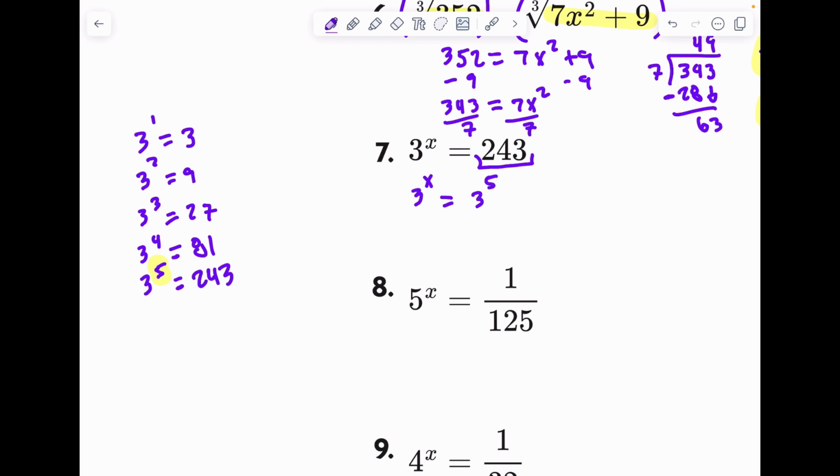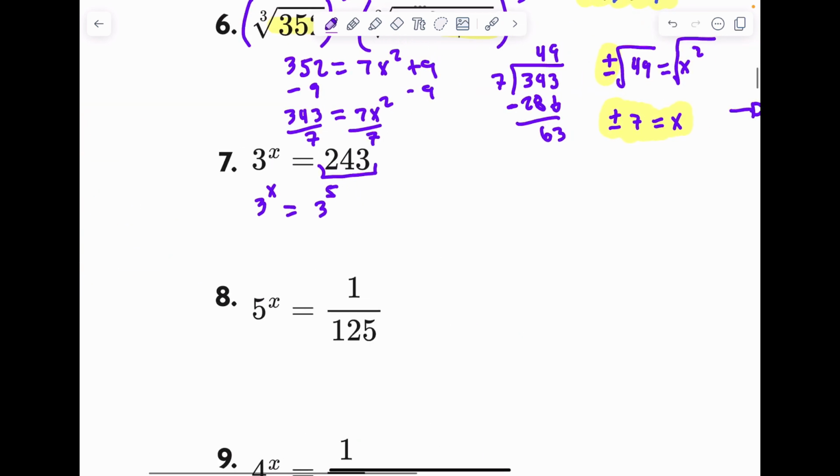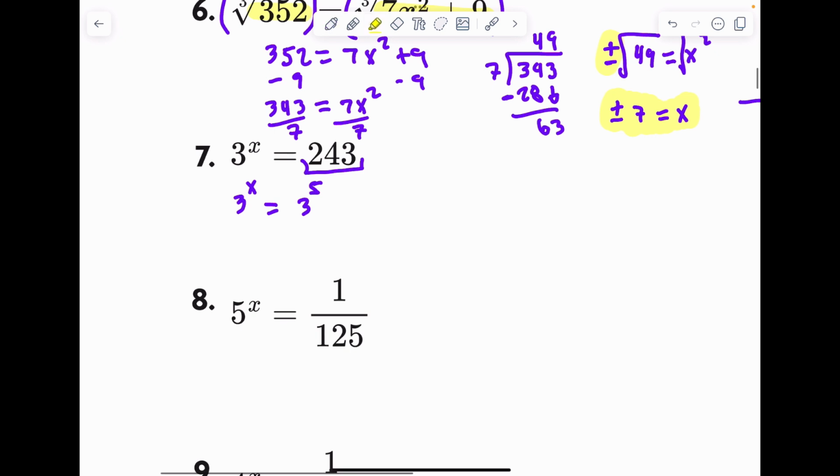So we rewrote this to the power of 5, okay? And I'm solving for x. So the bases are the same. The thing we care about is the exponent. So then we go and say that x is equal to 5. This is our solution here, okay?